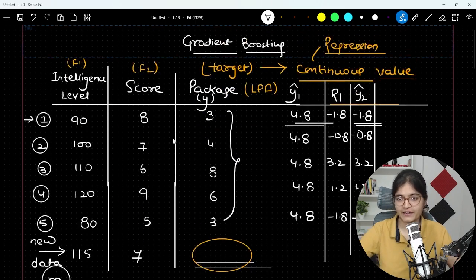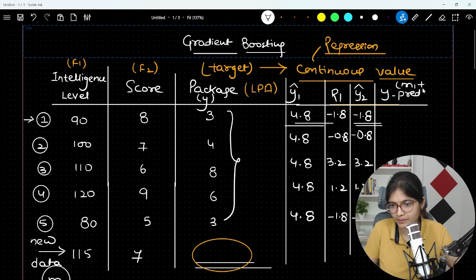So this is the prediction after combining model M1 plus eta times model M2. If I use only two models, my final prediction will be 4.62. Similarly, you can evaluate the predictions of the other records as well.